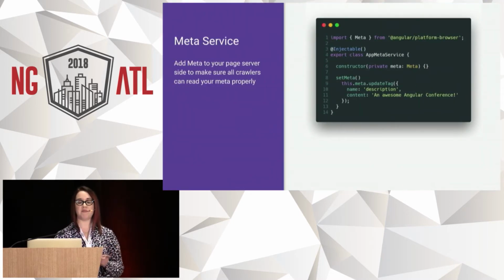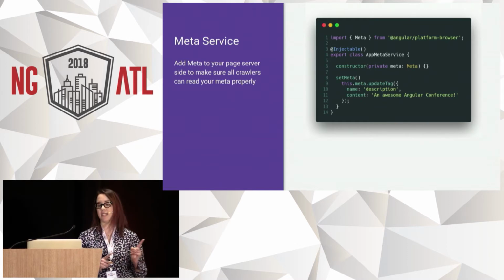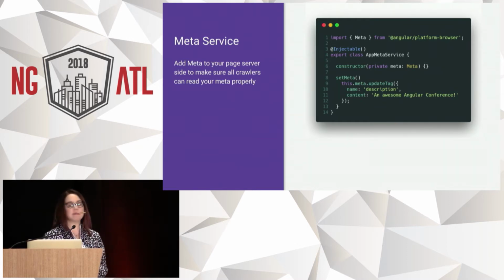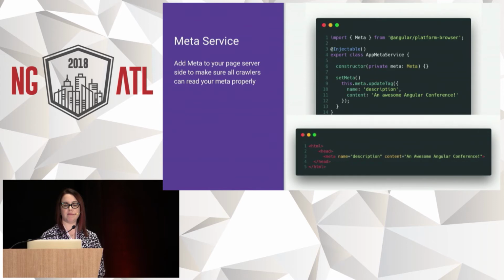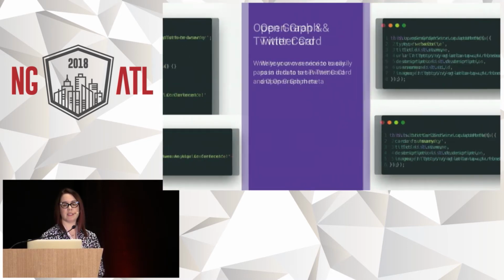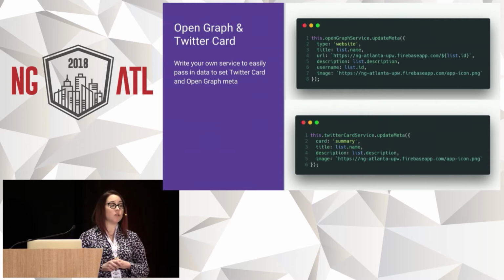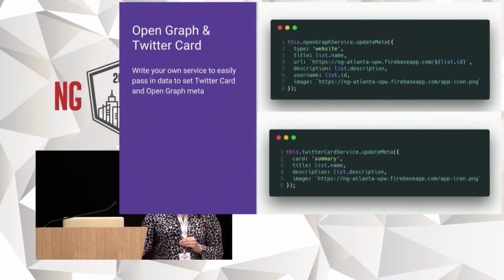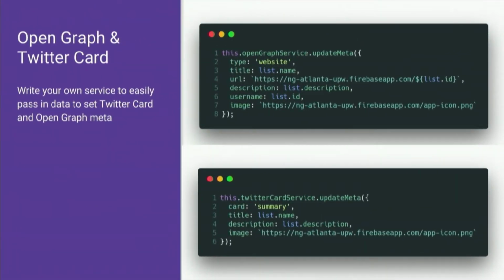So a really great and efficient way to set that up is using the meta service. Here we have a pretty basic example app meta service that provides the update tag method. Meta tags are ultimately added to your page, ensuring crawlers can read your meta properly. If you really want the best experience across social media, use Open Graph and Twitter card meta tags. You can create services to abstract adding Open Graph and Twitter card meta to your page, ensuring shared posts are rich posts. This helps in maximizing your social distribution.